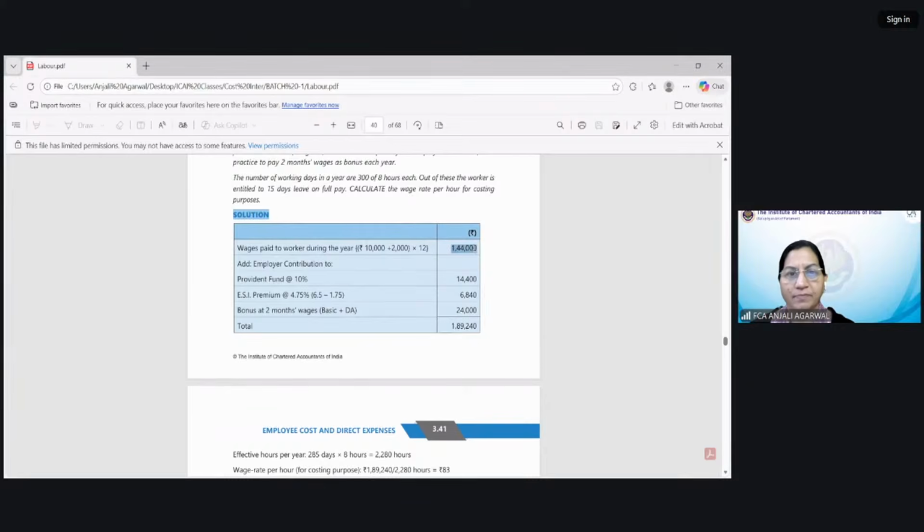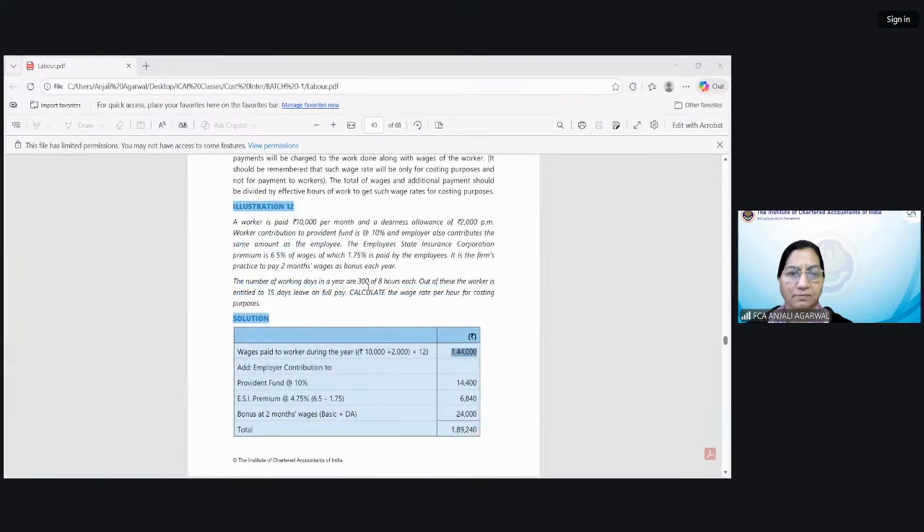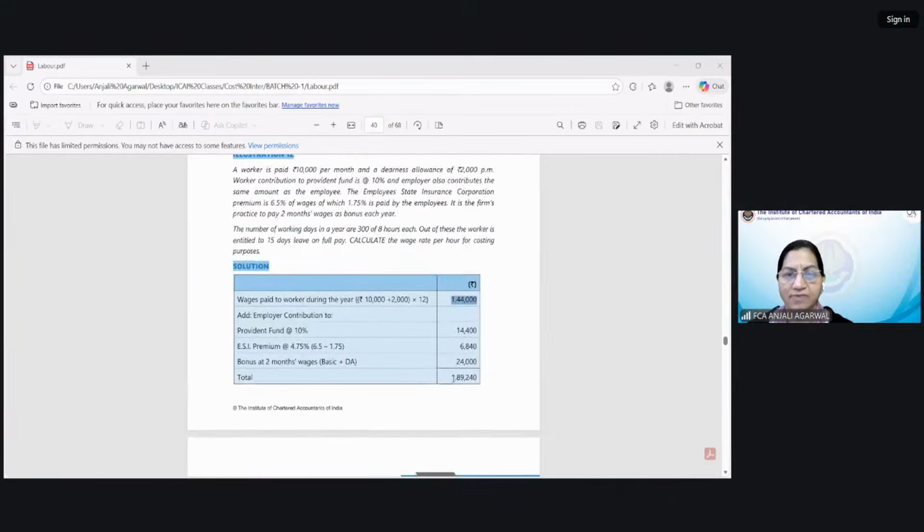So 144 is his money. This is the employer's contribution, which will be paid to PF. This is the employer's contribution, which will go to ESI. Bonus will also be paid to him. So 144 plus 24, 168. But his own contributions will be deducted from here, which is 14,400 for the PF and 1.75%, 2,520 for the ESI. Good. So this is what the worker is finally paid. The cost to the employer from his pocket to the worker.